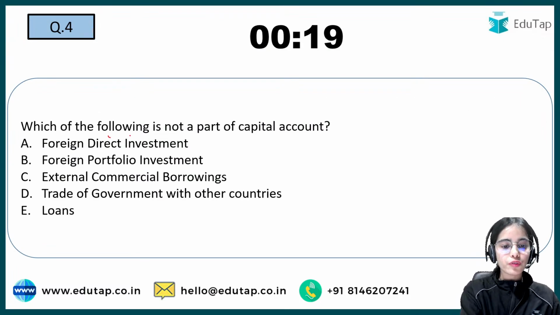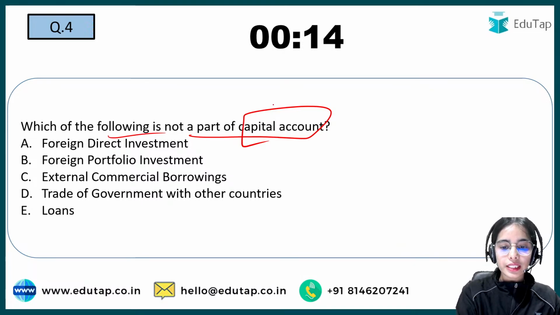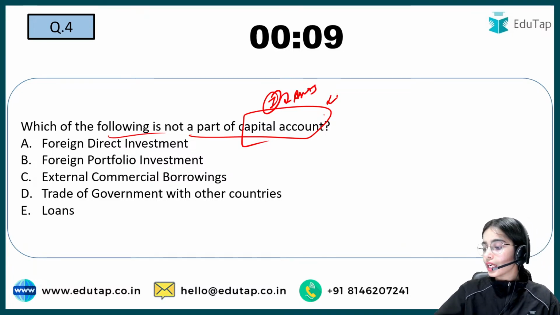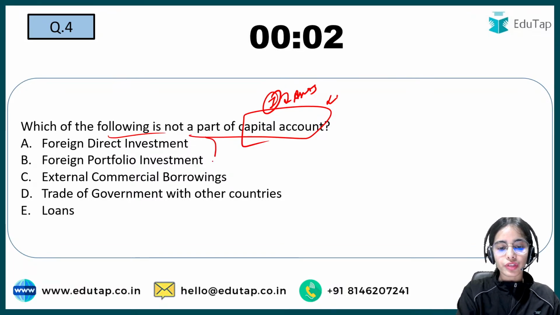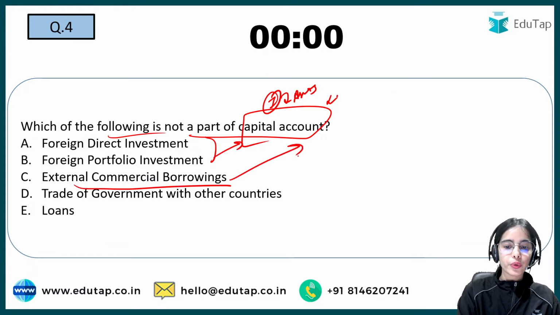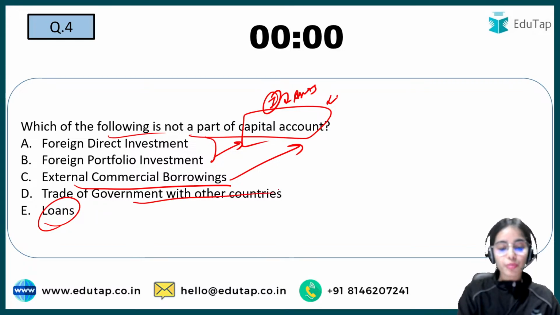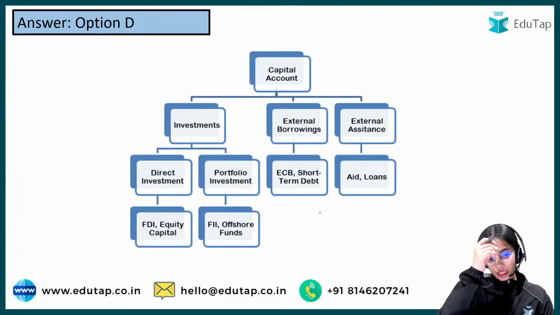Okay. Which of the following is not a part of the capital account? I hope you will be easily able to tell now that the investment, the assets being generated and the liabilities are part of the capital account. So foreign direct investment and foreign portfolio investment are part of the capital account. External commercial borrowing and loans are also part of the capital account. But the trade of the government with other countries will be included in the current account, as the current account includes trade. Okay, so D is the right answer here.